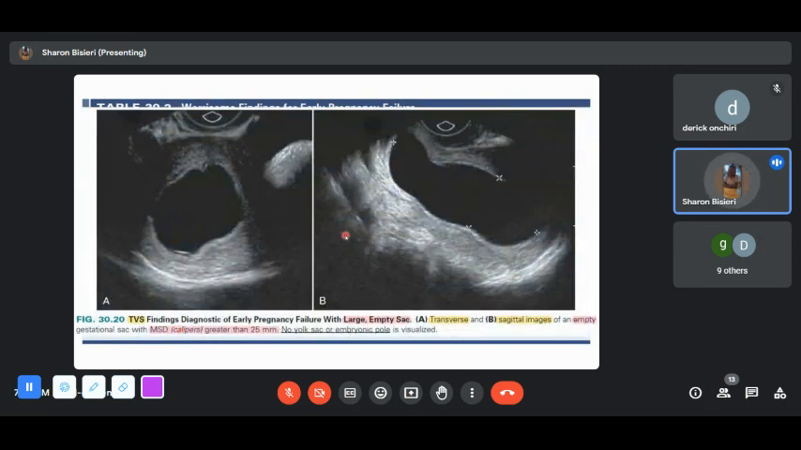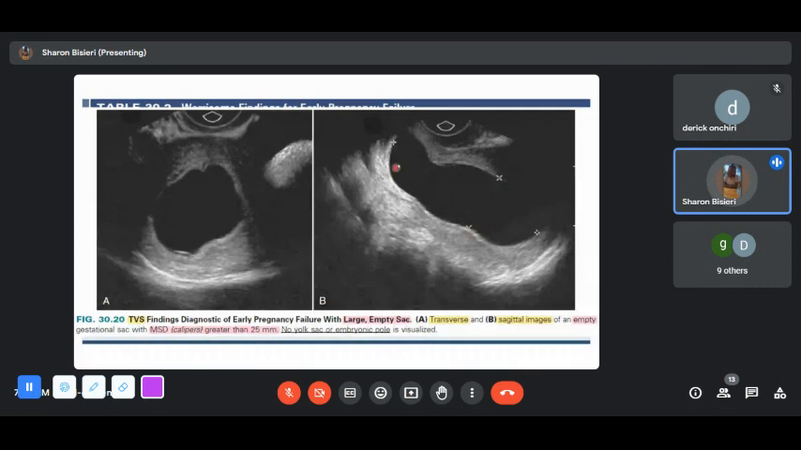So this set of images are transvaginal scans, and on image A, we can see a large anechoic mass within the uterus. This is transverse, so within it we can't appreciate any embryonic pole. And also something else, the margins of this gestational sac are irregular. On the sagittal cut, you can also appreciate the same irregularity in the walls of this gestational sac, and also we cannot spot any embryonic pole.